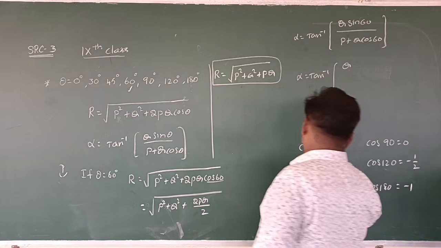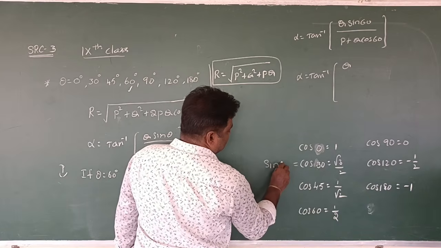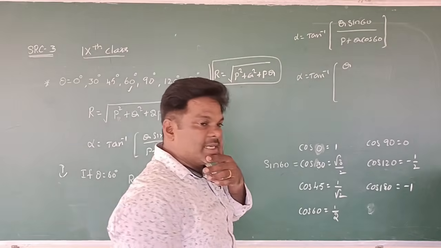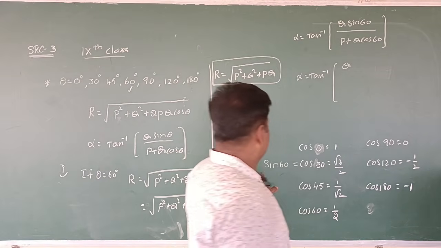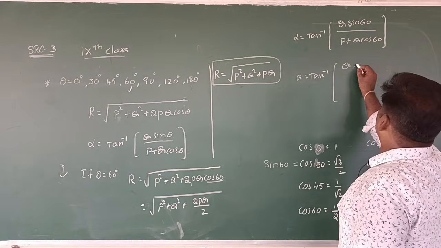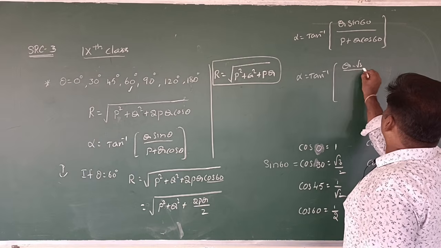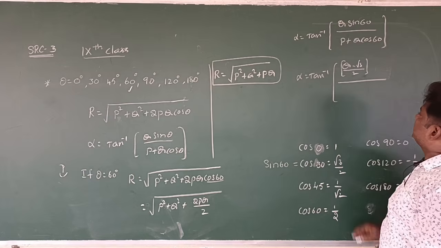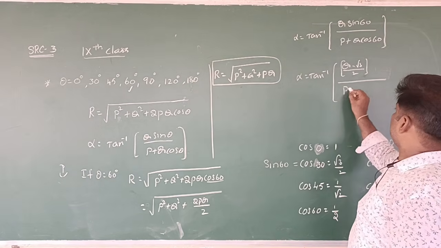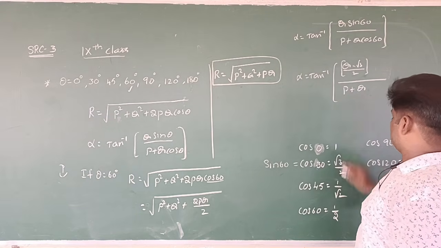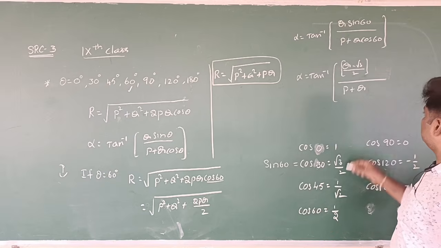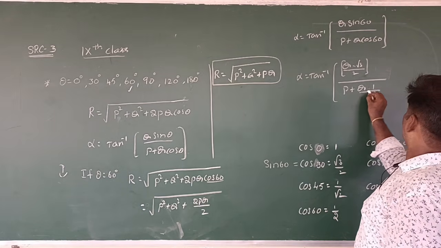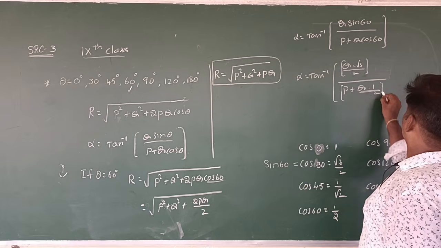Always cos 30 is equal to sin 60. For complementary angles, sin and cos alternately give you the same value. So sin 60 is equal to root 3 by 2, root 3 in the numerator, 2 in the denominator. This is how you need to write it, for the complete numerator. And then P plus Q cos 60, cos 60 is equal to 1 by 2. So this is the denominator.